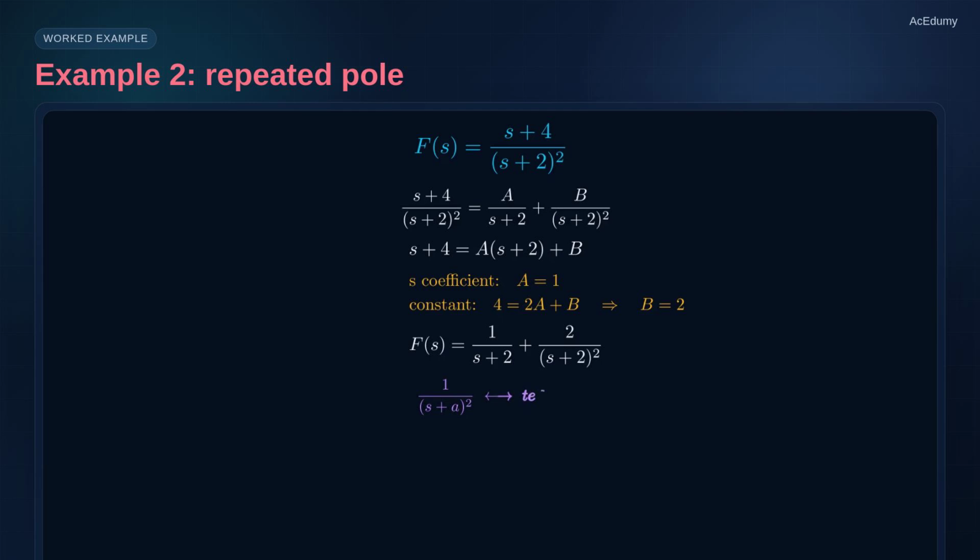So f of s equals 1 over s plus 2 over s plus 2 squared. The first term gives e to the minus 2t. The second term gives 2t e to the minus 2t. So f of t equals e to the minus 2t plus 2t e to the minus 2t.